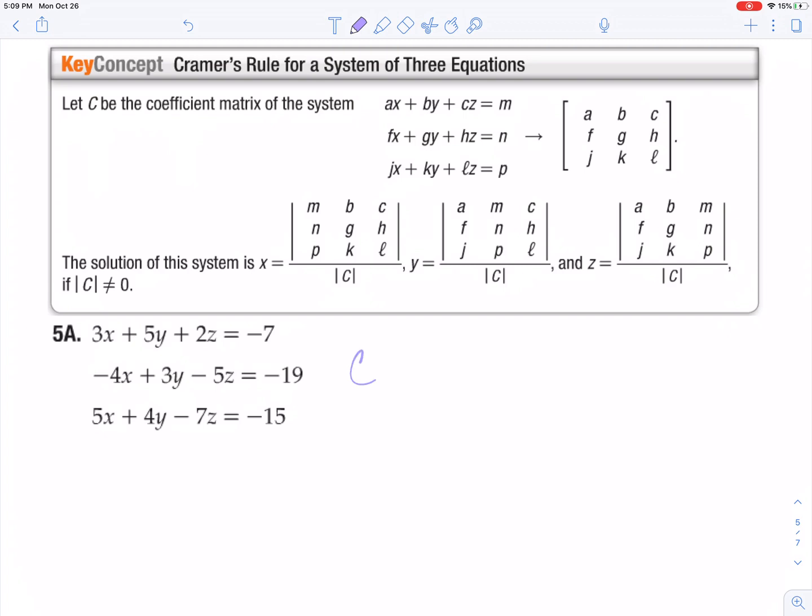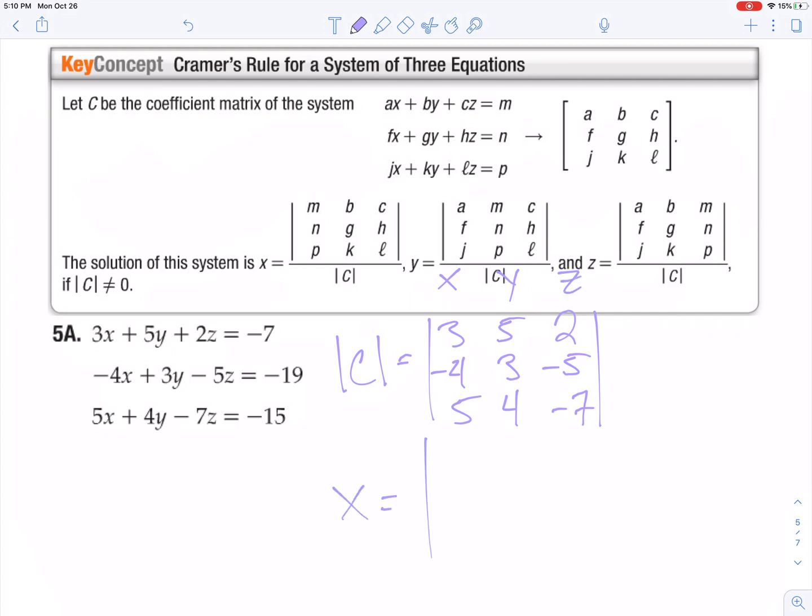Your coefficient matrix would be 3, 5, 2, -4, 3, -5, 5, 4, -7. Okay, so if I wanted to find the x variable, this is like my x column, my y column, my z column. So if I want to find the x variable, I would replace the x column with that answer column, right? And then 5, 3, 4, 2, -5, -7.